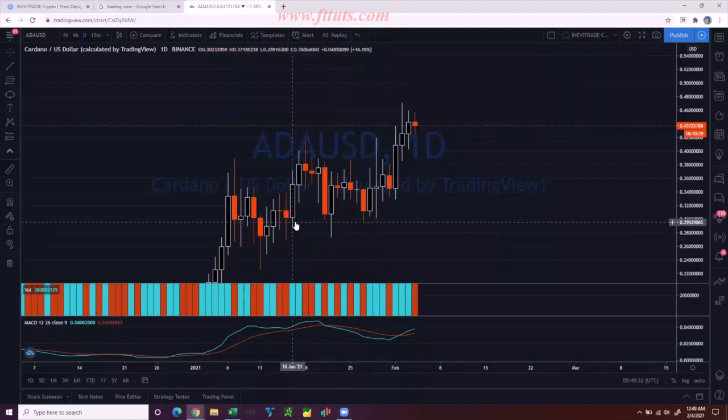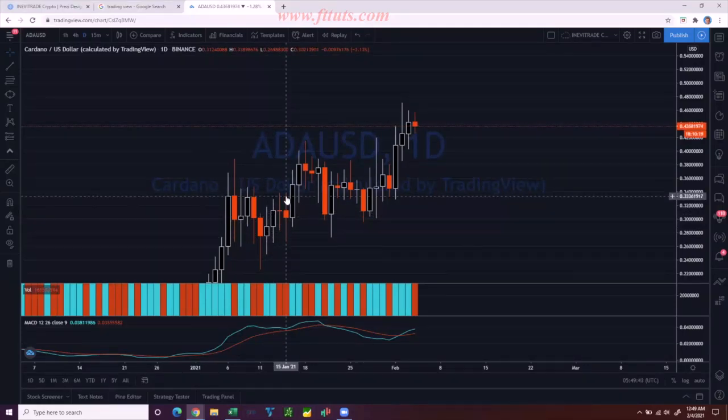So that means that we have our open price here, our close price here, and our high here, and our low here. And then on a red candle, we have our open here, close here, low here, and high here. So that's just basically talking about candlesticks.